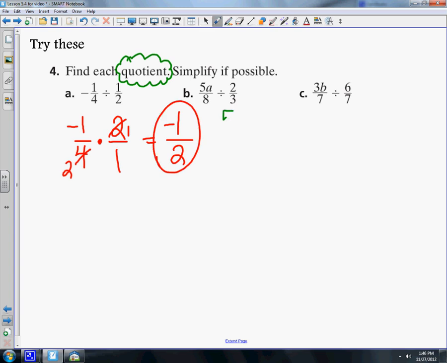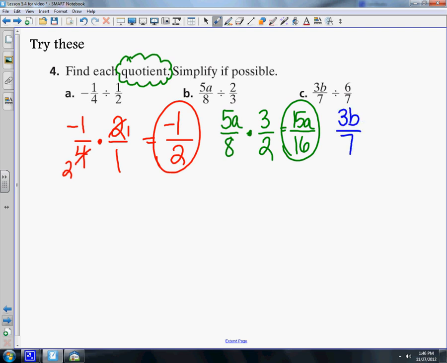So same is 5a/8. Change and flip. So anything I can reduce? No. So 5a times 3 is 15a, and 8 times 2 is 16. So 15a/16.